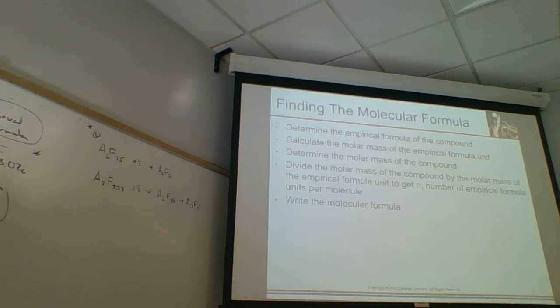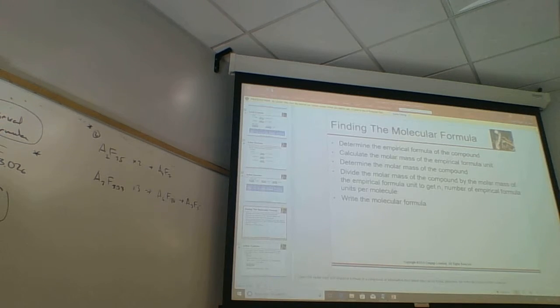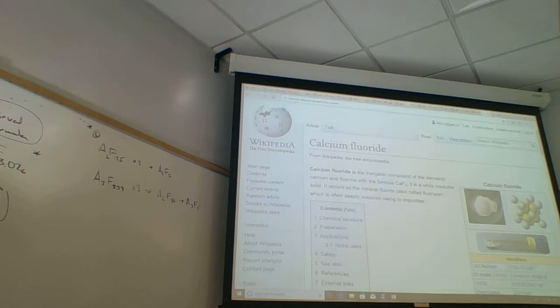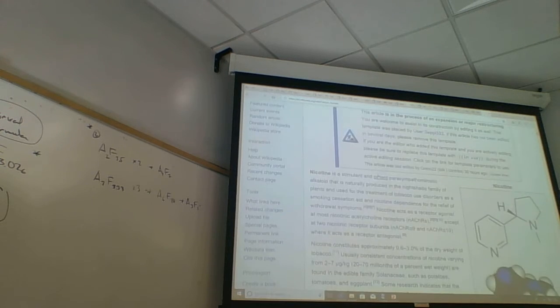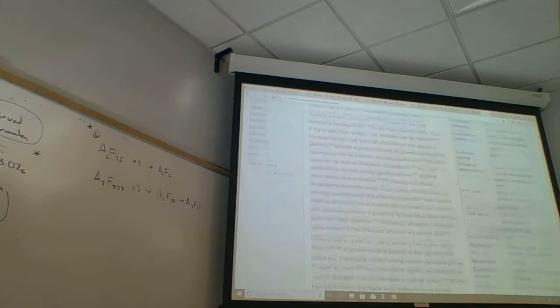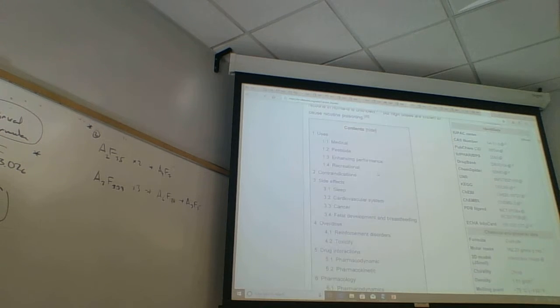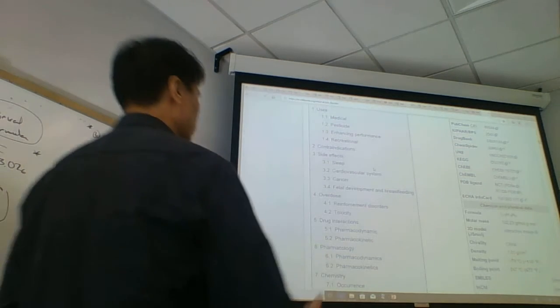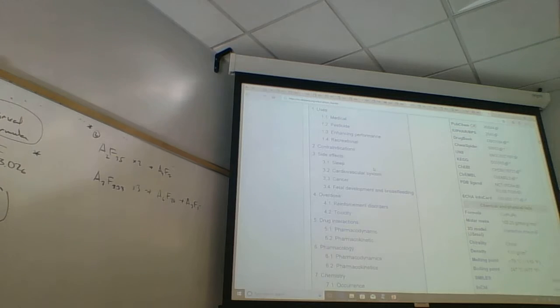What does a molecule of nicotine weigh? They don't tell us here, so I'm going to look it up. What does nicotine weigh? So let's go to Wikipedia. Take a look at nicotine. A molecule of nicotine weighs 162. We got 81. And so is the empirical formula the same as the molecular? No. The molecule weighs twice as much as this.